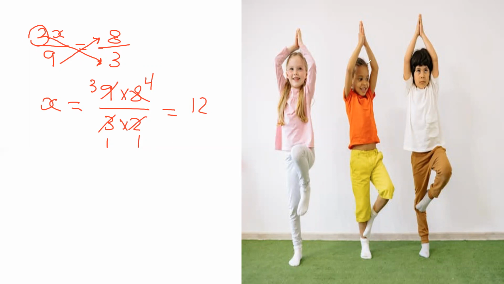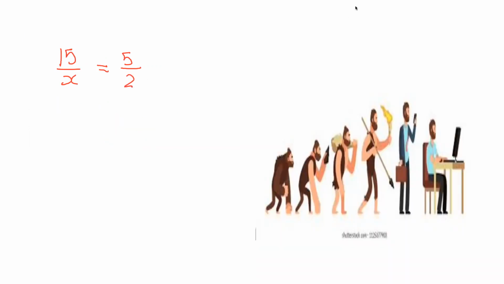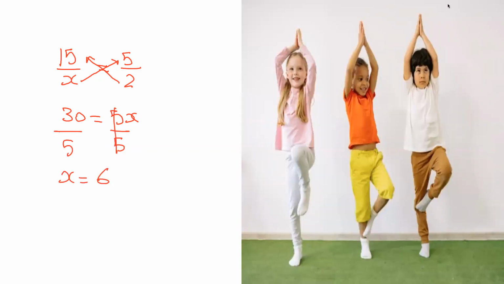Okay, so now let's go to another question, and we'll do it the caveman way, or what I think is the caveman way of doing it. So here's caveman, or what we learn in school. What we learn in school is that you cross this way, and you cross the 2 that way. So now you have 30 equals 5x. Then you divide both sides by 5. That cancels, x equals 6. So let's just rewind.